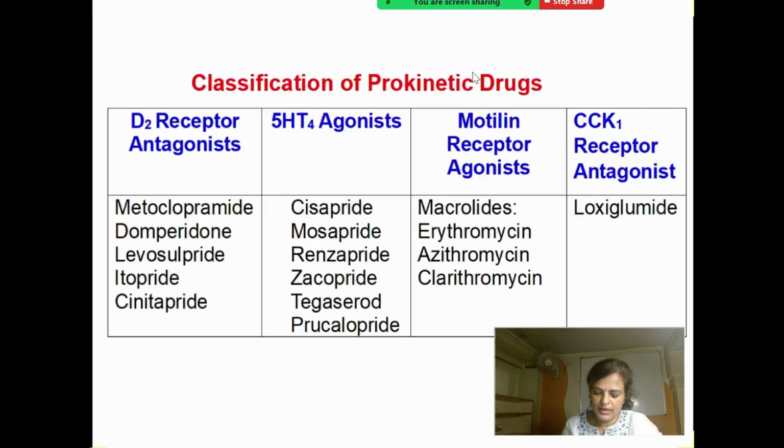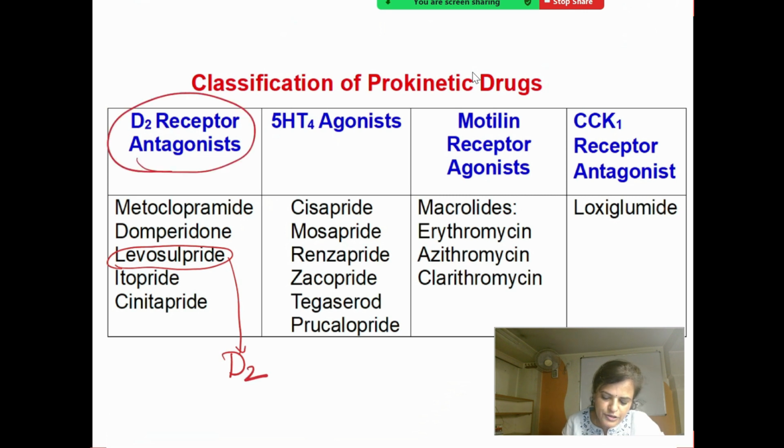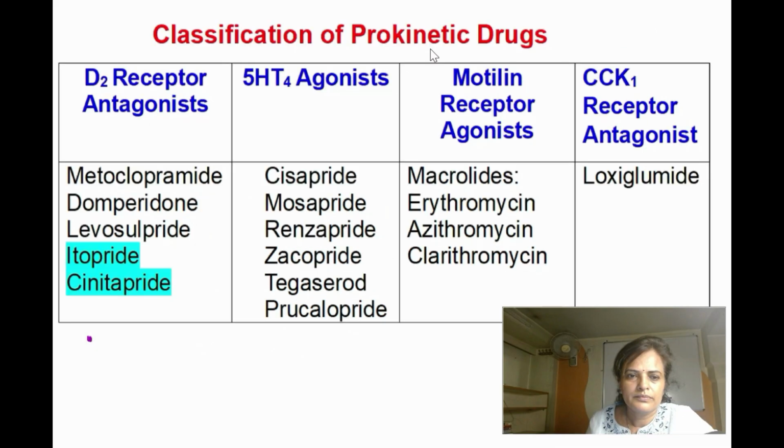Cardiac arrhythmia can happen. Next one is levosulpiride. This also exerts a dual action, but mainly it is a purely D2 receptor antagonist. This action is not seen with these two drugs. So they act centrally also, by blocking the D2 receptor on the CTZ. They are going to exert the antiemetic action, and by blocking the peripheral action on the GIT, they are going to exert the prokinetic action.